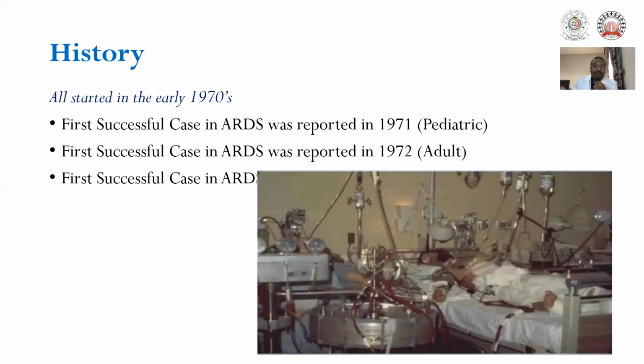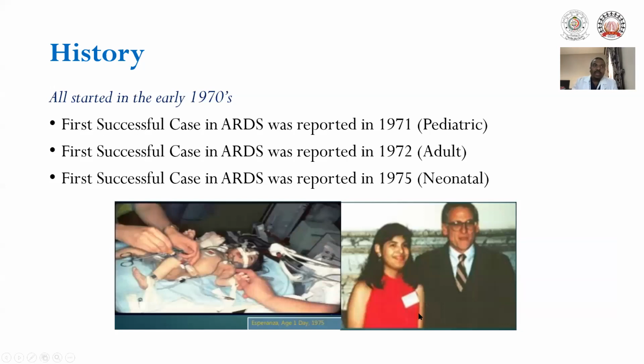In 1975, the first successful use of ECMO in a neonatal case with severe respiratory distress syndrome was reported. That patient's name was Esperanza. On the left side of the screen, that picture is the neonatal period, when the child was undergoing ECMO on the first day of birth. And on the right side, you're seeing that same lady at 21 years of age.